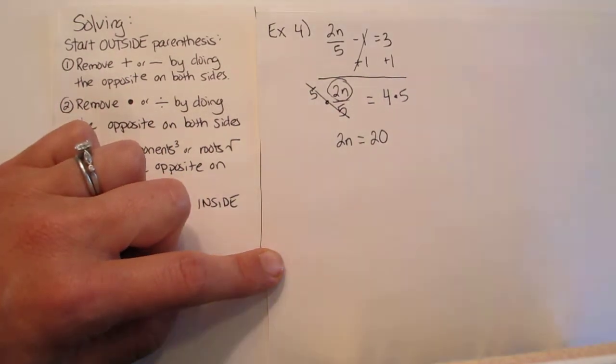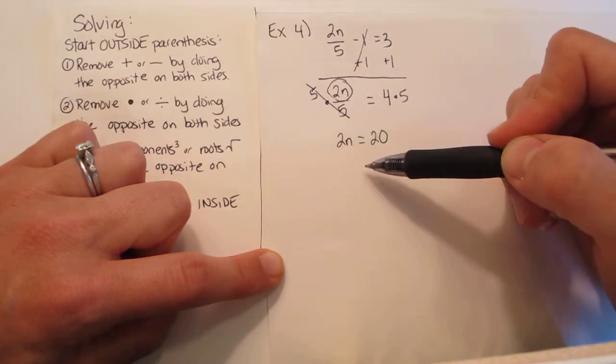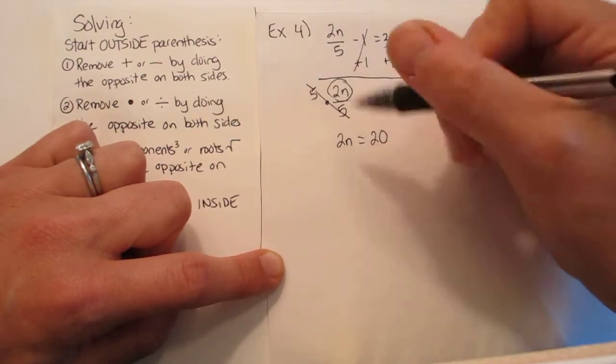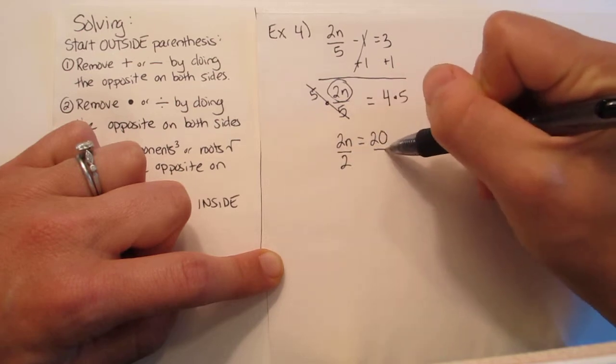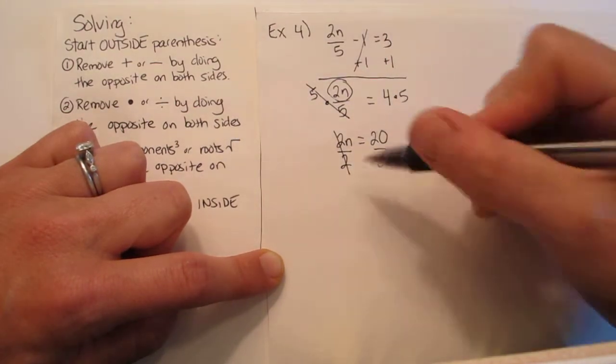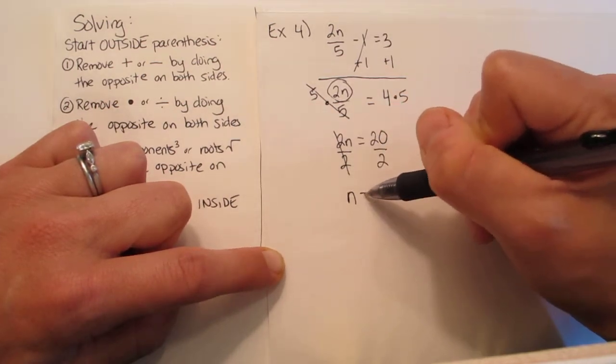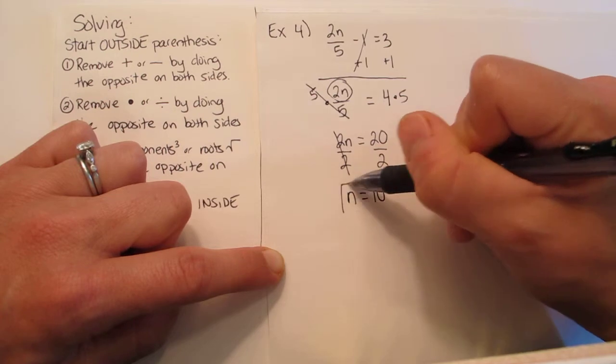And now all we have left is to remove that multiplication. Remember, 2n means 2 times n. So since n is being multiplied by 2, I'm going to divide by 2 on both sides. These 2s are going to cancel because 2 divided by 2 equals 1. So I'm left with 1n equals 10.